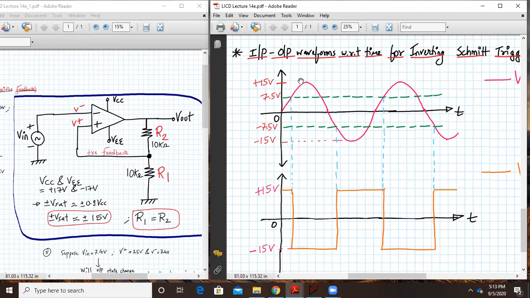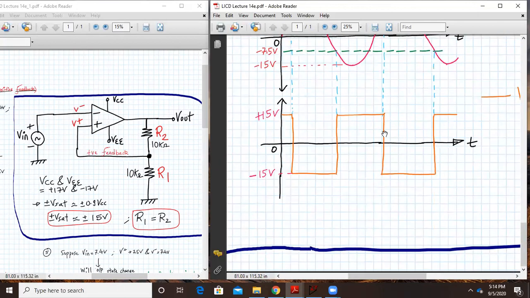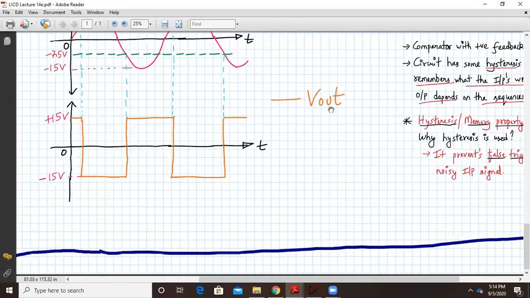And then the next time, whenever the input falls below minus 7.5, again the output changes from minus 15 to plus 15. And the next time the input goes above 7.5, my output again changes from plus 15 to minus 15, and the cycle will continue. So this is a very important concept of a Schmitt trigger circuit. So we have almost completed. Let me see if anything is left out.